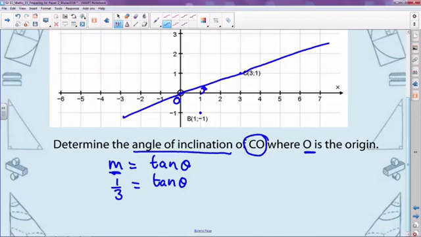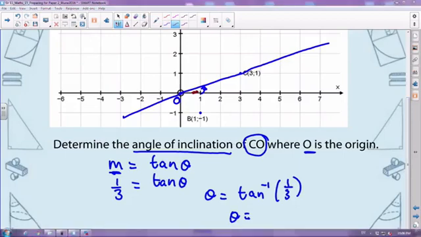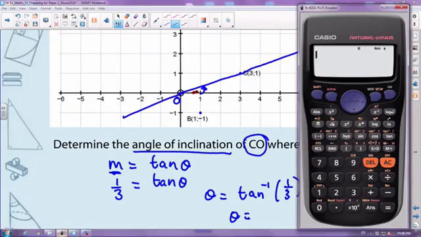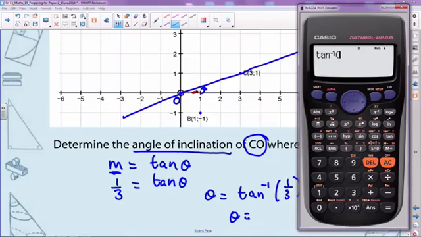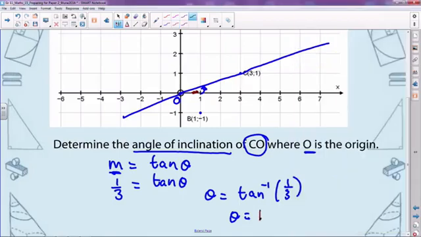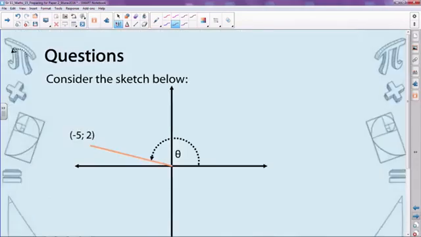Now, how do you work out your theta? Then you'll have theta equals the second function, tan inverse of 1 over 3. Your angle here, which is your angle of inclination, you're going to get from pressing shift tan of a third, which is 18.43. So we get theta is roughly 18.43 degrees. Let's hope you all got that.